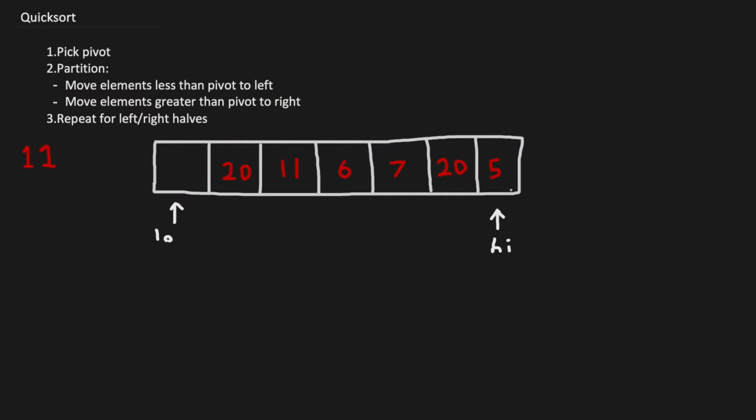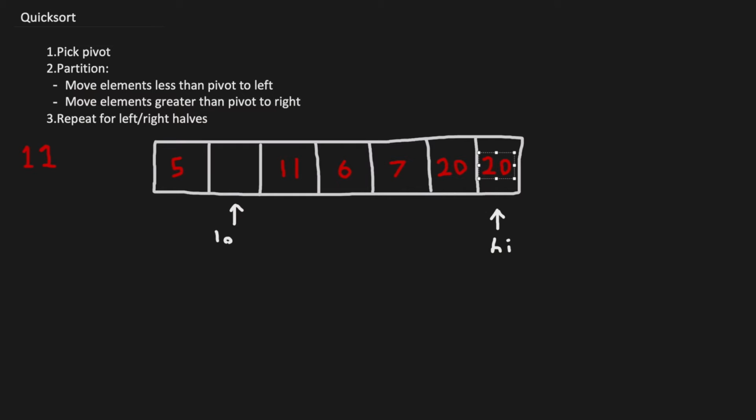We see here, the upper pointer is already pointing to 5, which is less than 11. Now I'm going to move that value to the place where the lower pointer is pointing. So I moved it here. Now that I moved it to the lower pointer, I can increment this lower pointer, and I want to increment it until I find a value which is greater than the pivot. I see that the lower pointer is pointing to 20, which is greater than 11. So now I'm going to move 20 to where the higher pointer is.